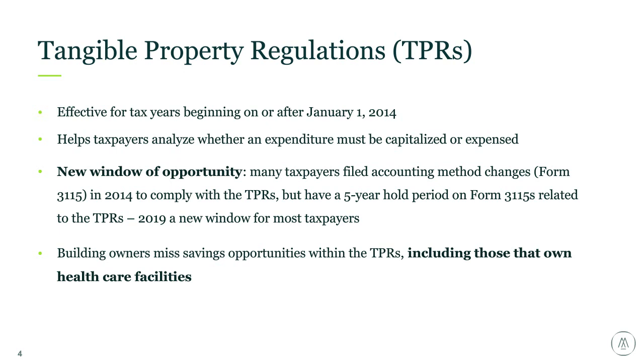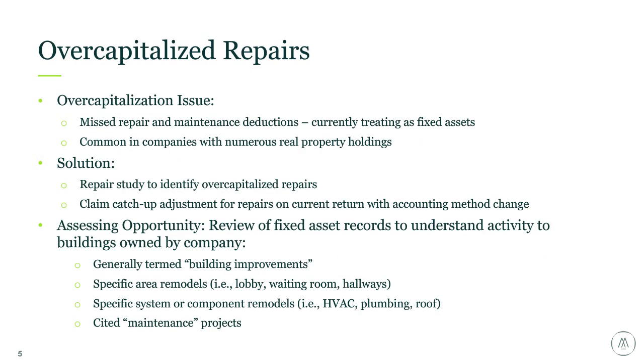An issue that we encounter frequently is where taxpayers have treated the cost of tax-deductible repair and maintenance expenditures as depreciable fixed assets. Often, they're depreciating the cost of these activities over 27.5 or 39 years, rather than claiming the full deductions they're entitled to take in the year paid, and that's according to the tangible property regulations. We refer to this as the overcapitalized repair issue.